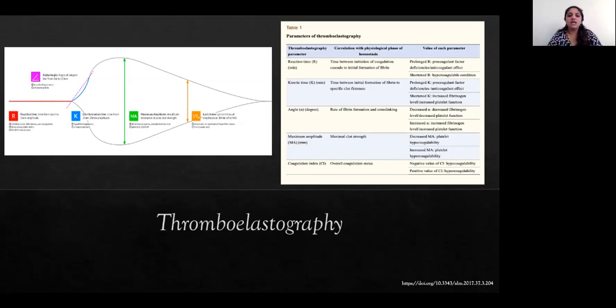And then last but not the least, there are a couple of modifications of this test where you can actually look at how your fibrin is functioning, and you can also map your platelets to see how they're doing. They are more specialized than just basic TEG or ROTEM, but you can get them depending on what's available in your lab.